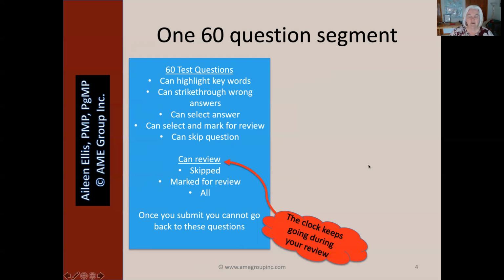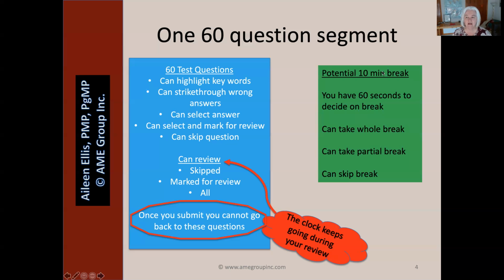I want to be clear. The clock keeps going during your review. So some of my students are planning to move through questions quickly, so they have time for a review. Other students of mine are saying, I'm not going to review, and thus they have more time to go through the questions. I want to be explicitly clear. The clock keeps going during your review. Then once you submit these 60 questions, you cannot go back to this group of 60 questions.